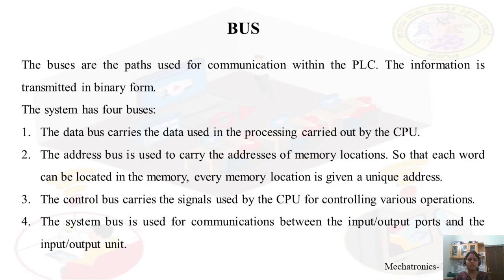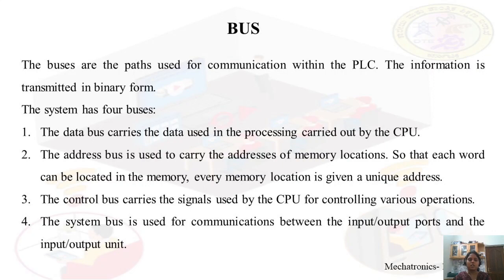And next one is the address bus. What is the address bus? It is used to carry the addresses of memory locations, so that each word can be located in the memory. And every memory location will be given a unique address. Understood? If it is an 8-bit processor, that means it will have 2 power 8, and 16 means 2 power 16 memory locations, that is address locations.